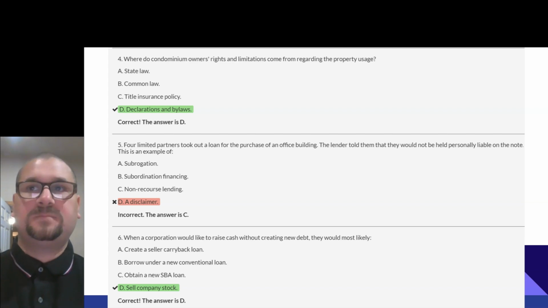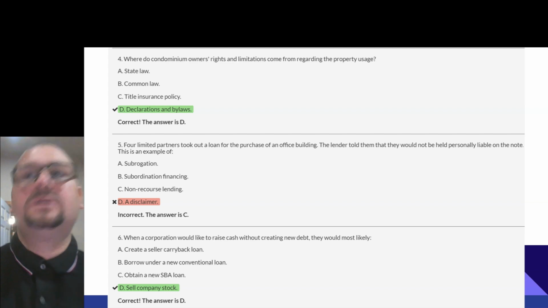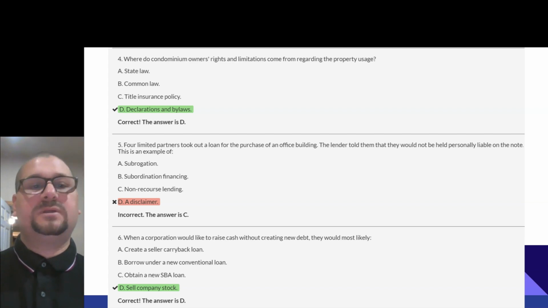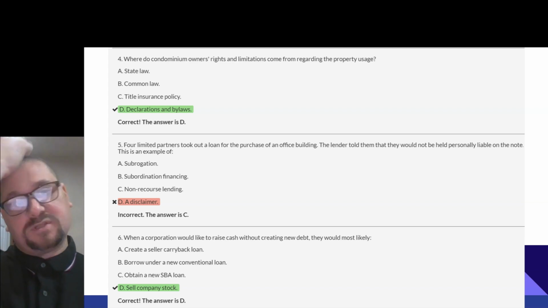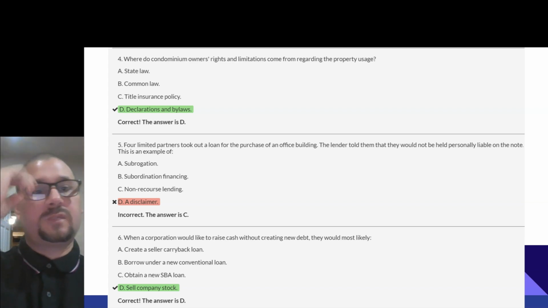Non-recourse lending meaning they're not going to have personal liability, meaning their debts, they don't have to pay back the debts. So that's non-recourse lending. Is it subrogation? No. Subrogation financing? No. Disclaimer? No.